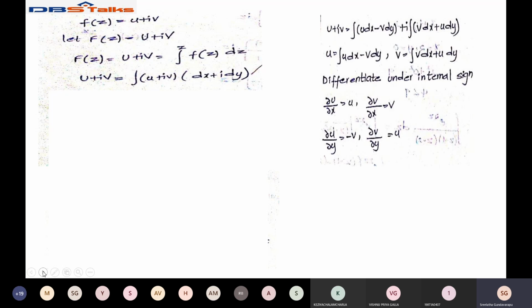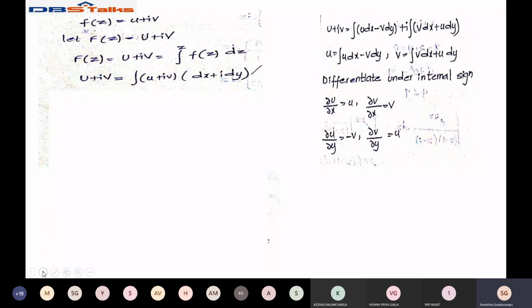Here capital U plus i capital V equal to integral. So multiply u plus iv and dx plus i dy. We get u dx minus v dy, this is the real part, plus i integral v dx plus u dy, this is the imaginary part. Then comparing both sides, real and imaginary parts.